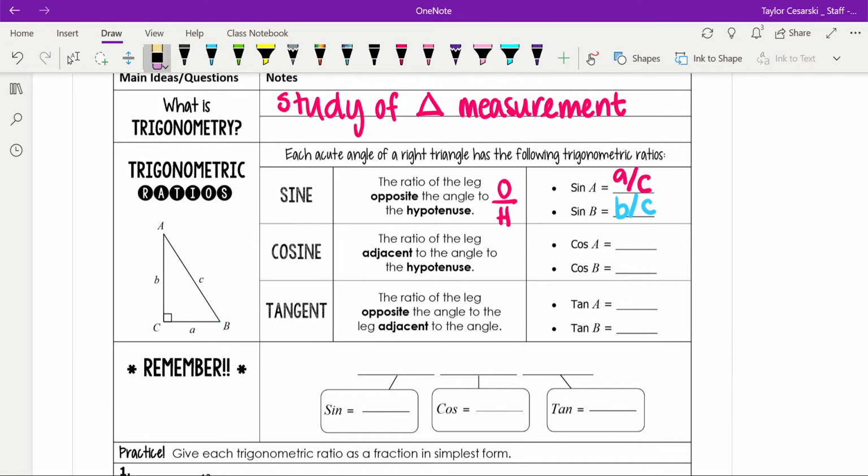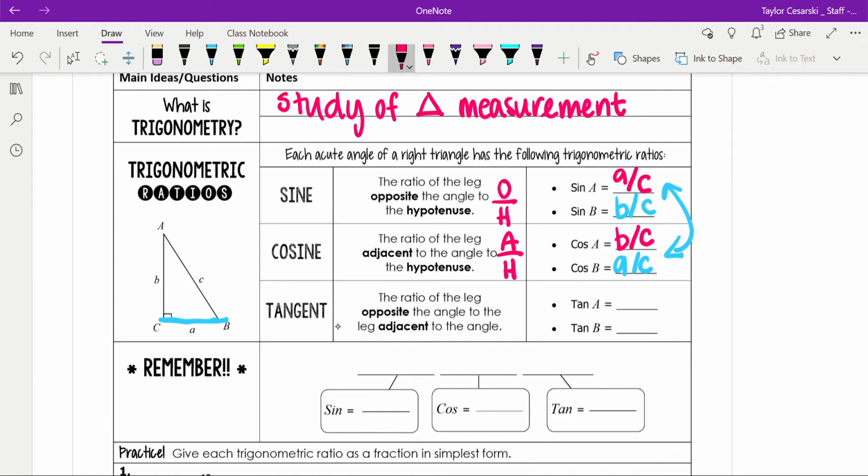Alright, now cosine. Cosine is adjacent over hypotenuse. So if we start back at angle A, adjacent is the side that's next to. So that means that this one would be B over my hypotenuse of C. And then again, now we're going to go to angle B. The side next to angle B is side A over C. Notice that these two have just flipped.